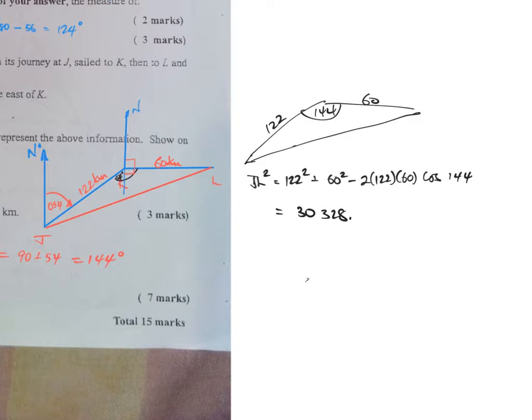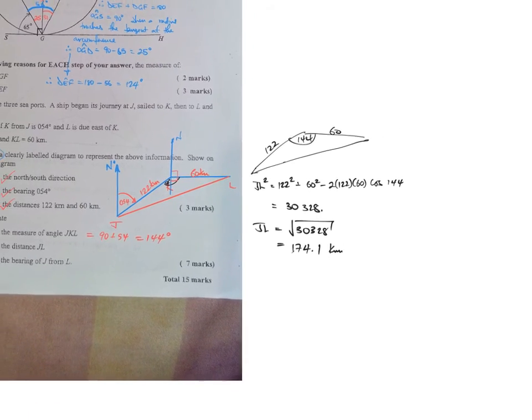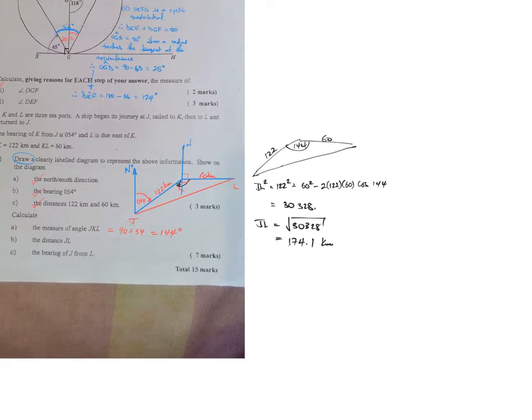And don't forget, you have to square root the answer. So JL is equal to the square root of that answer, 30,328. And once we square root that, we got a grand total of 174.1 kilometers. Let me just double check something. They weren't specific as to how they want the answer, so they didn't say to 1 decimal place or anything like that, so that's fine.